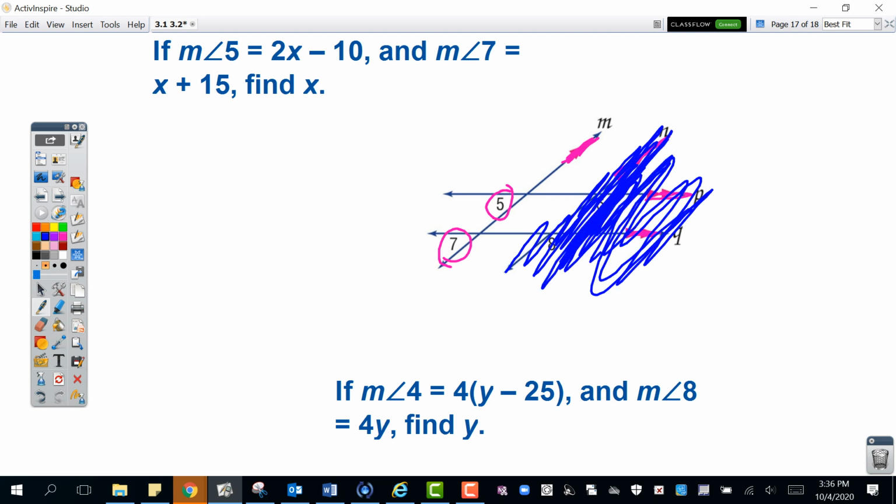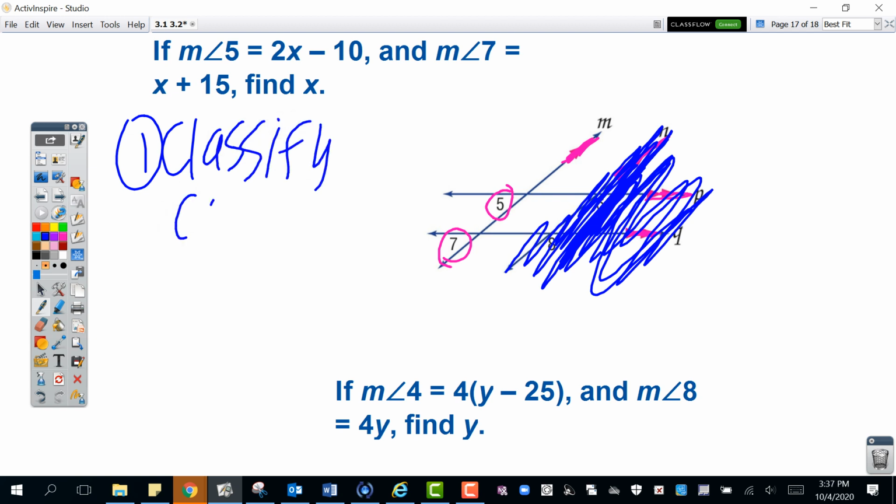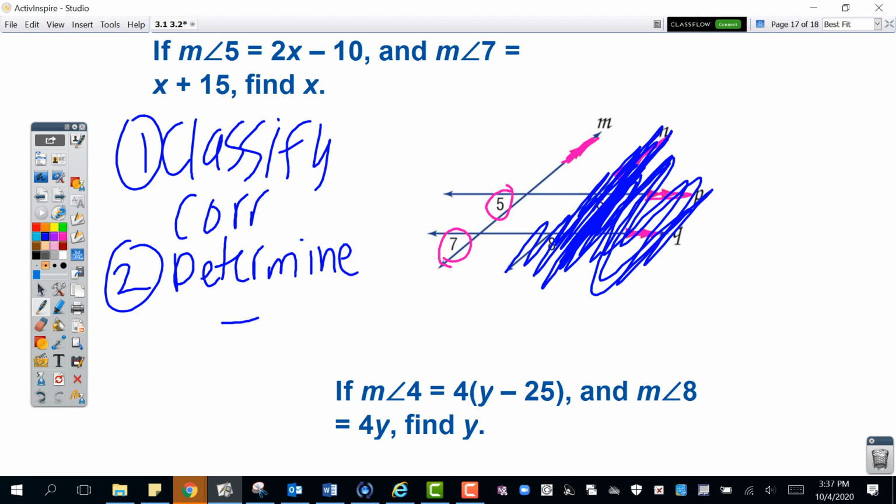First off, I gotta see if I can classify them. If I classify them, I'll see that they're both in the same position, therefore they are corresponding, right? And then we go to our t-chart. Now that we know that they're corresponding, we're going to determine that they are congruent because they're corresponding. So 5 and 7 are congruent to each other, therefore we can set them equal.